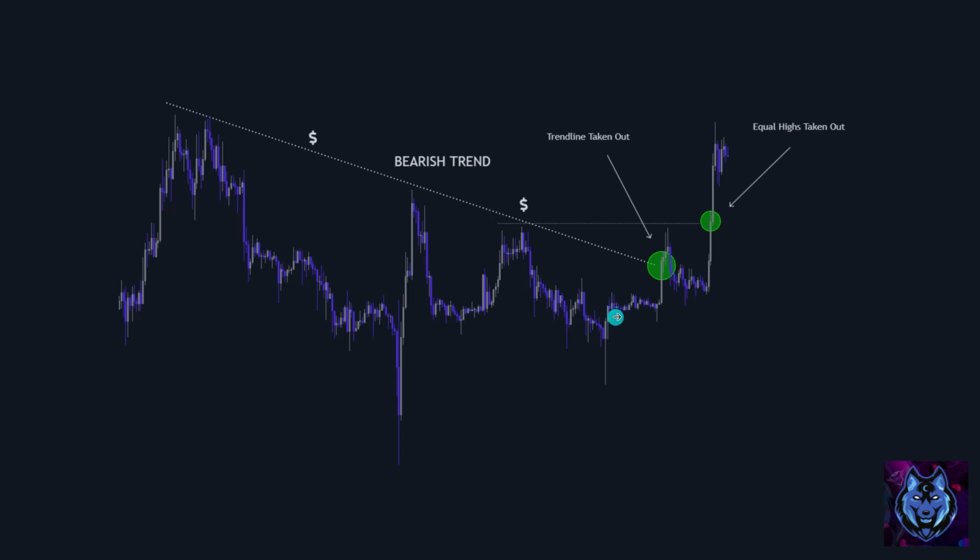So it's kind of like this whipsaw action. Breaks up, breaks down, and then breaks up again. And you can see it also took out these equal highs. It broke the trend, created an equal high, and then broke the equal high as well.